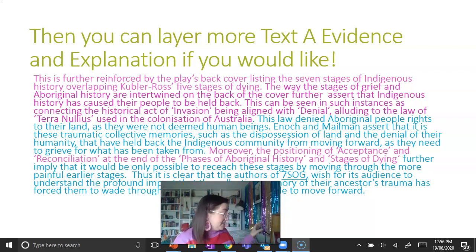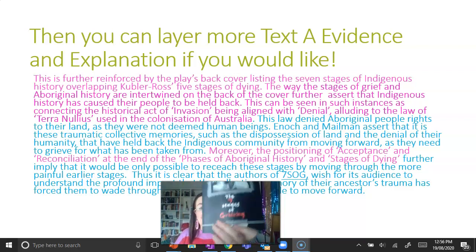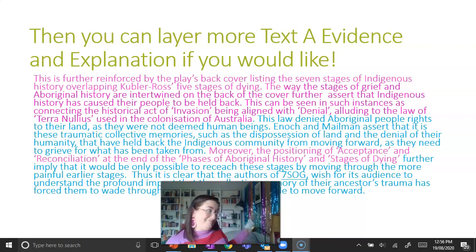Okay, so that is all my text A evidence. And all I've done is actually talked about the front cover and the back cover. So if anyone's saying, oh, this text is so hard, there's hardly any evidence in it, I haven't even opened the book and I've got evidence. Okay, so no excuses. So evidence, explanation, that's how it works.